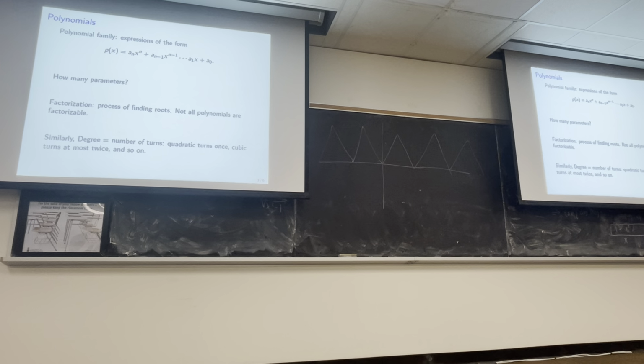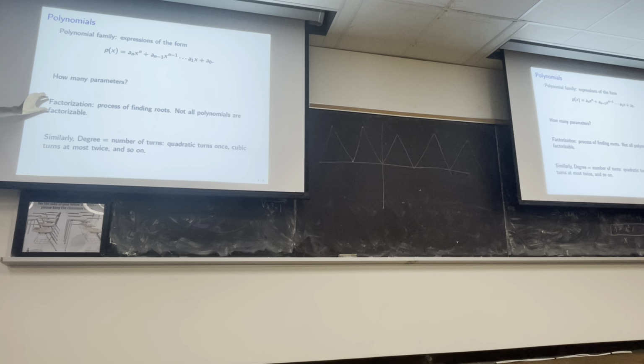At most 2, right? It can have 0 roots if it doesn't cross the axis. If you have 1 root, that's called a repeated root. X squared has a repeated root at the origin, right? It's like x times x, and so on and so forth.